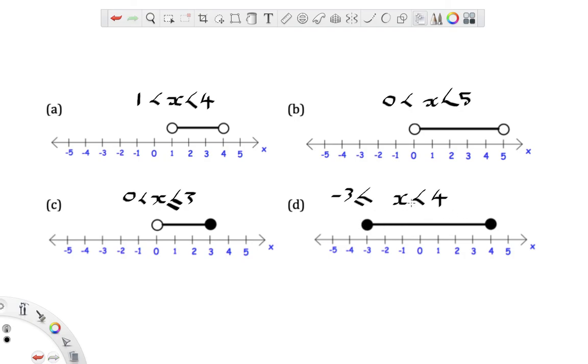So like so. So that is a video on drawing single and double inequalities on number lines.